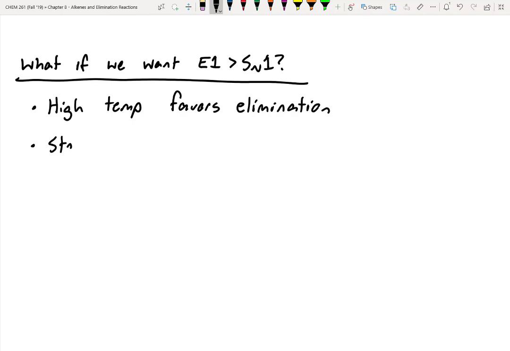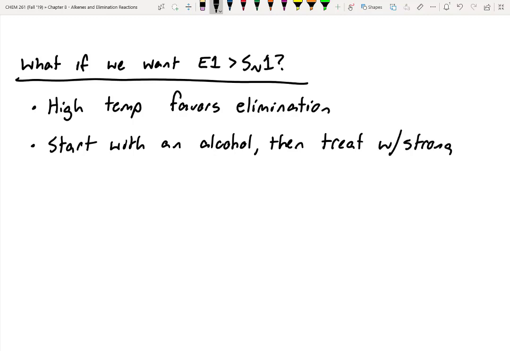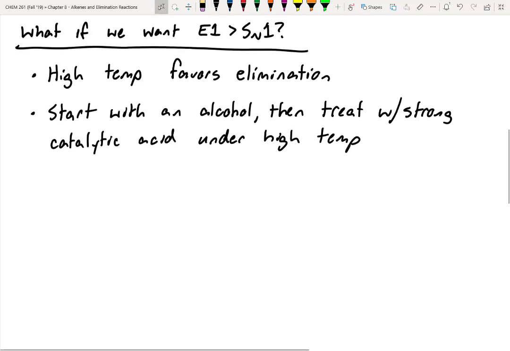The other one is start with an alcohol, then treat with a strong acid under high temp. This might look familiar to some of you. So for example, in lab, this kind of gets back to that point. We didn't have a very good leaving group on cyclohexanol, right? We had alcohol. So what did we do? We treated it with a strong acid. I'm just gonna show this as H+. This is catalytic acid.